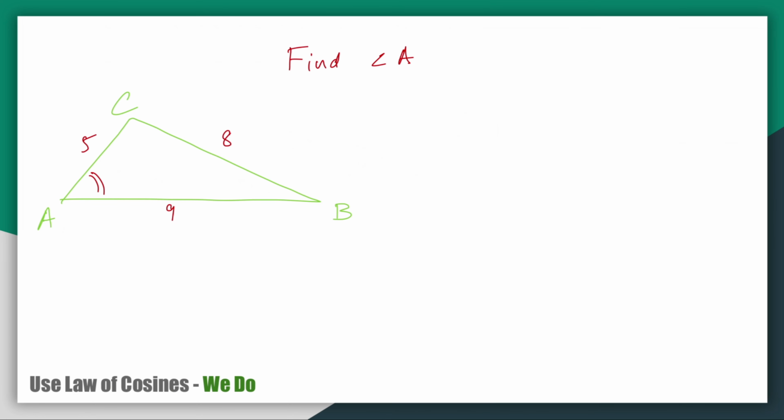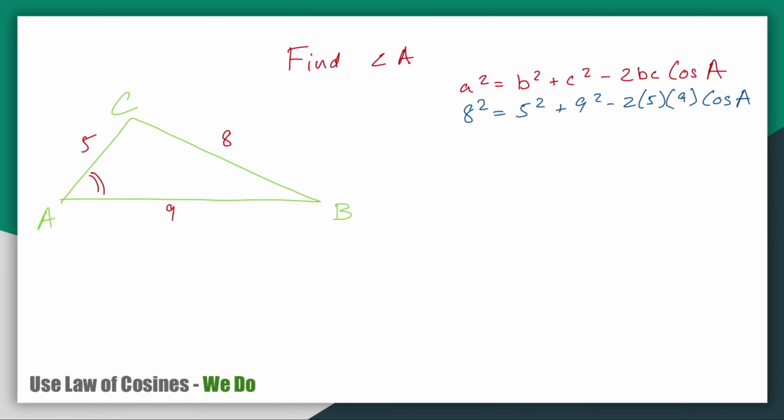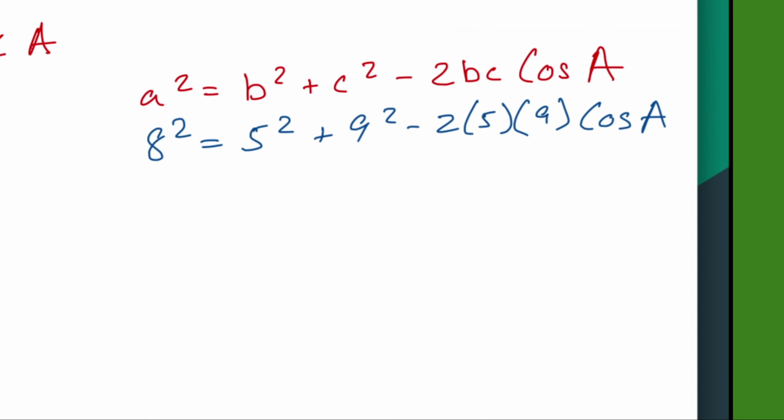Okay, so first thing we do is we set up our formula, right? A squared is equal to B squared plus C squared minus 2BC times the cosine of A, like that. And I'm going to plug in the information that I have, okay? So I have 8 squared is equal to 5 squared plus 9 squared, minus 2 times 5, times 9, times the cosine of A. Okay? Now, in order to solve for the cosine of A, I need to get that by itself.